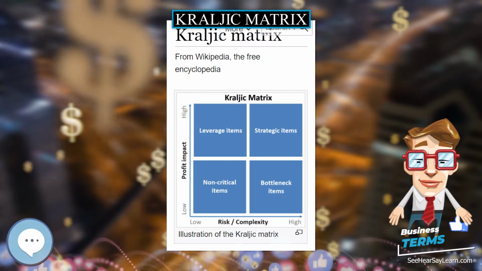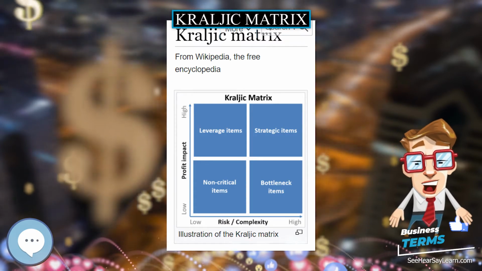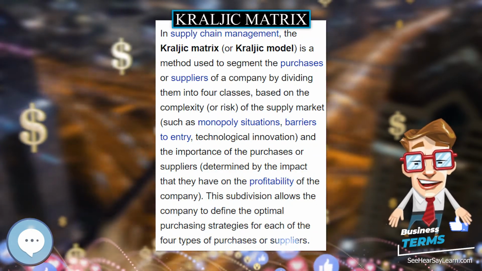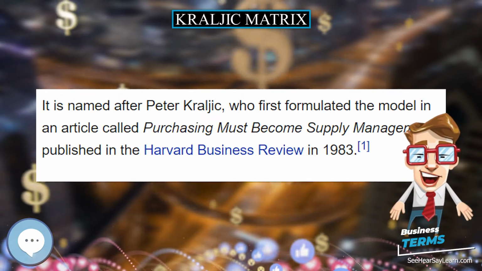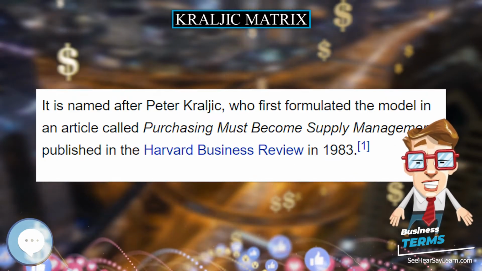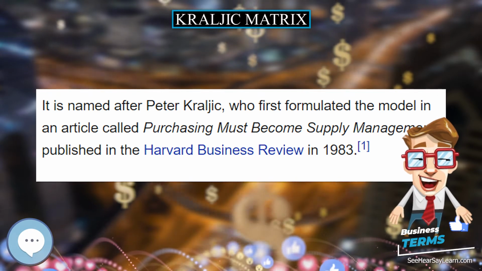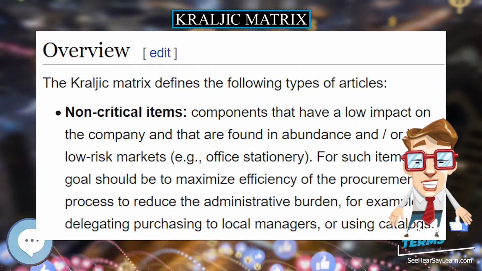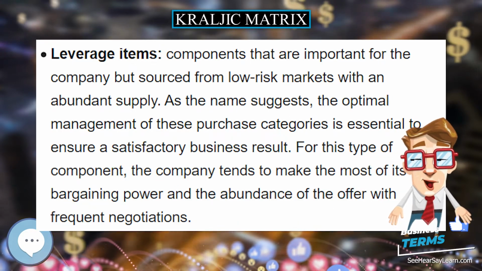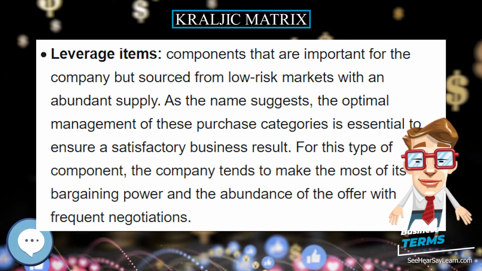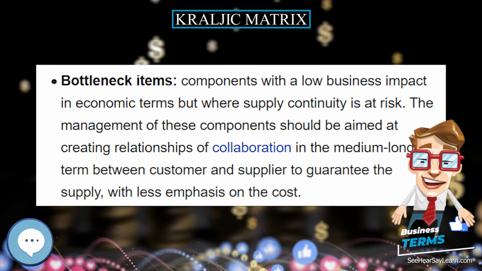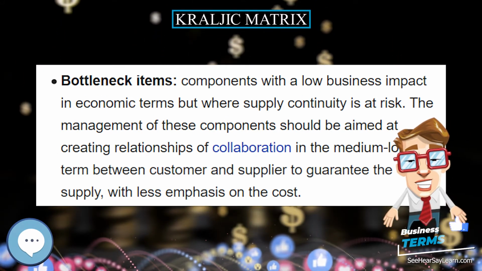Kraljic matrix. In supply chain management, the Kraljic matrix, or Kraljic model, is a method used to segment the purchases or suppliers of a company by dividing them into four classes, based on the complexity, or risk, of the supply market, such as monopoly situations, barriers to entry, technological innovation, and the importance of the purchases or suppliers, determined by the impact that they have on the profitability of the company.